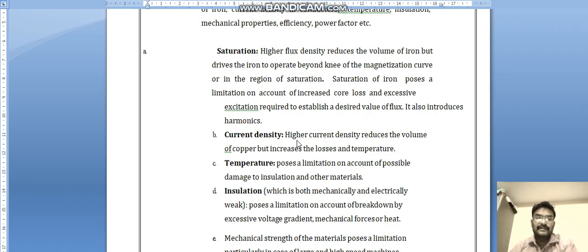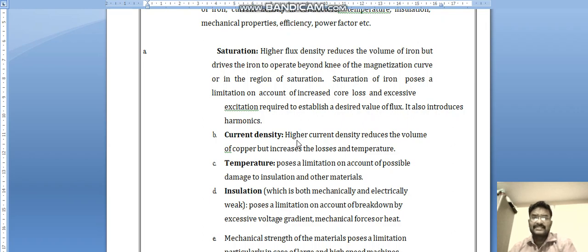Third one, temperature. It imposes a limitation on account of possible damage to insulation and other materials. The temperature rise should be within a range. If it goes beyond that value, there is possible damage to insulation and other materials. Suppose if any fault occurs and the temperature increases in the rotor itself, the copper insulation peels, because of that a short circuit occurs and it damages the whole machine.